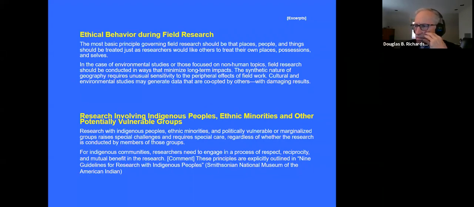The groups are potentially vulnerable or marginalized, raises special challenges and requires special care, regardless of whether the research is conducted by members of those groups. For indigenous communities, researchers need to engage in a process of respect, reciprocity, and mutual benefit in the research. I comment on that. These principles are explicitly outlined in guidelines for research with indigenous peoples.